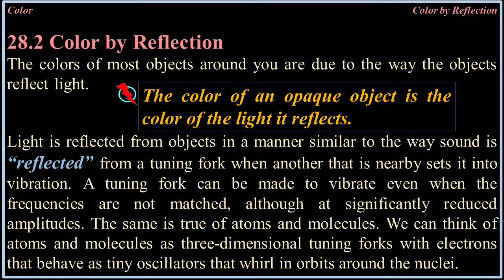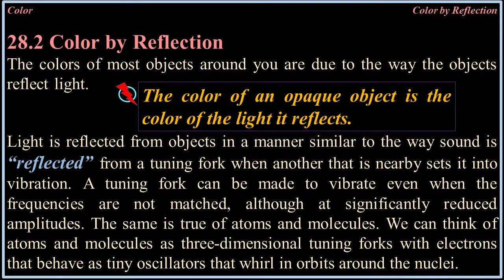28.2. Color by reflection. The colors of most objects around you are due to the way the objects reflect light. The color of an opaque object is the color of the light it reflects. Light is reflected from objects in a manner similar to the way sound is reflected from a tuning fork when another that is nearby sets it into vibration. A tuning fork can be made to vibrate even when the frequencies are not matched, although at significantly reduced amplitudes. The same is true of atoms and molecules.